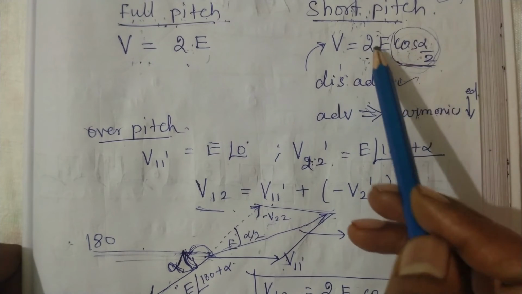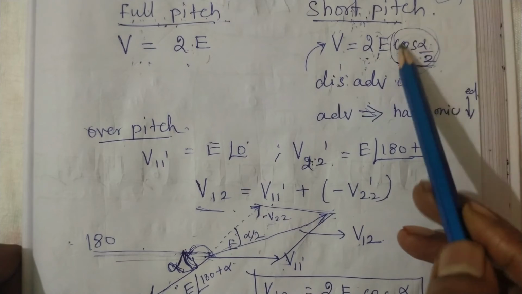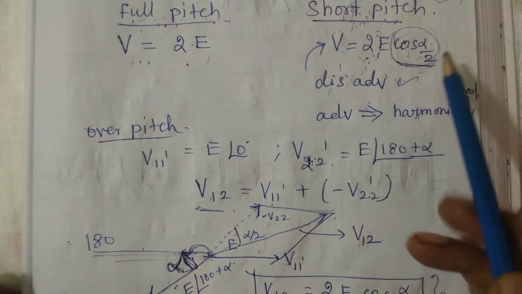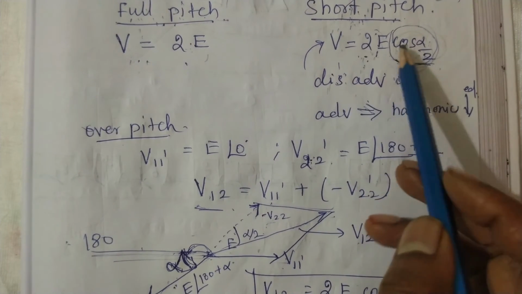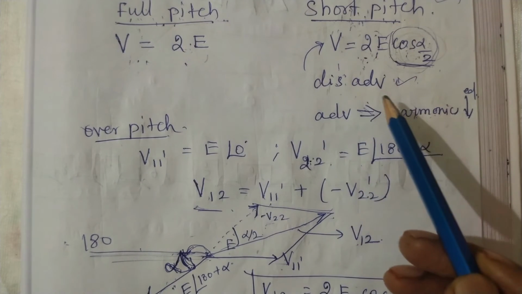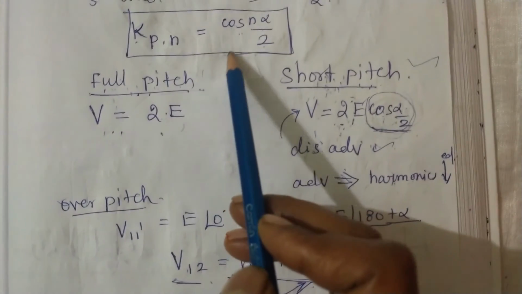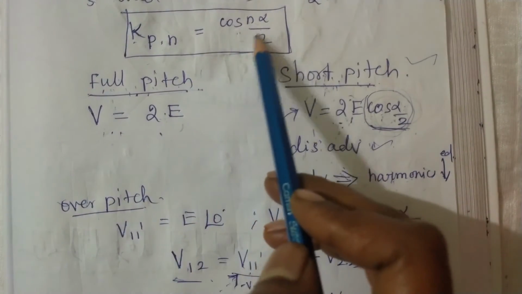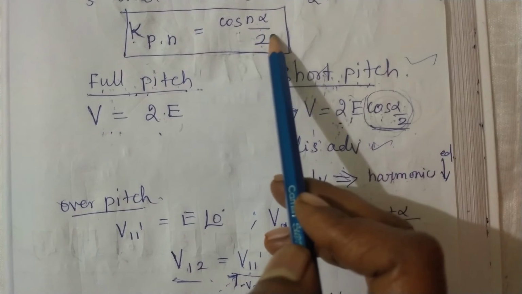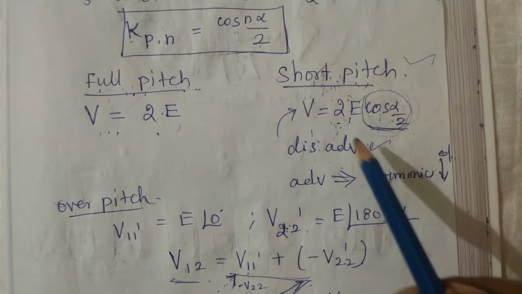It seems in short pitch winding the total voltage is reduced by this factor, cos alpha by 2. So this is the main disadvantage of short pitch, and after that there is an advantage also. By using that winding pitch factor, we can reduce some number of harmonics. So that is the main advantage in the short pitch concept.